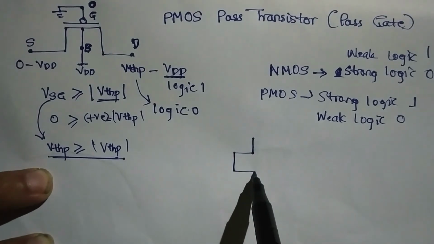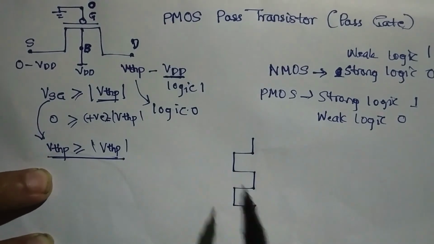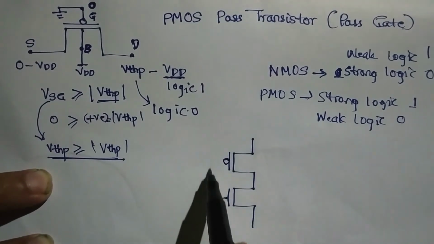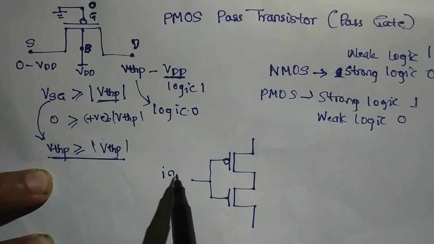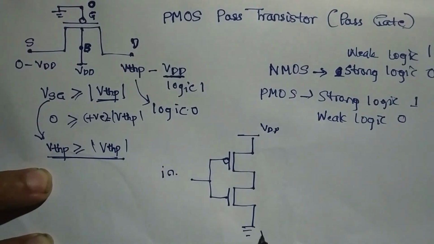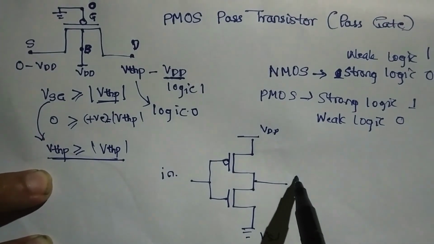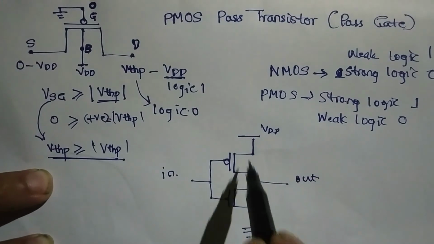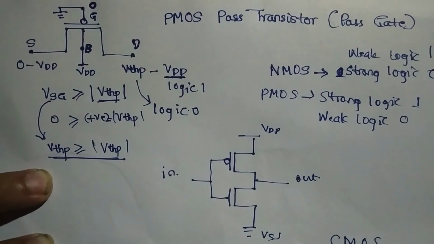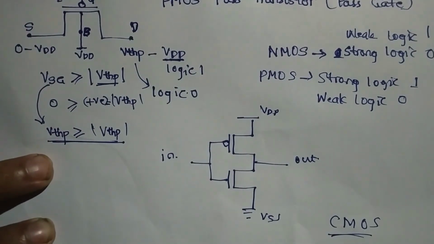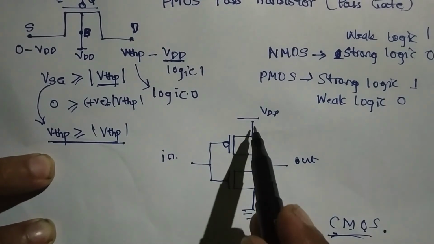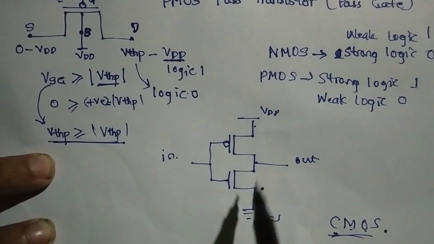In the inverter structure, I have one PMOS and one NMOS. This is a PMOS and this is an NMOS, and this is my input. I have my VDD over here, VSS over here, and this is my output terminal. So why are we going for this structure? This is also called the CMOS structure, which is complementary metal oxide semiconductor. What is complementary? NMOS acts as complementary to PMOS. That's the way they behave.